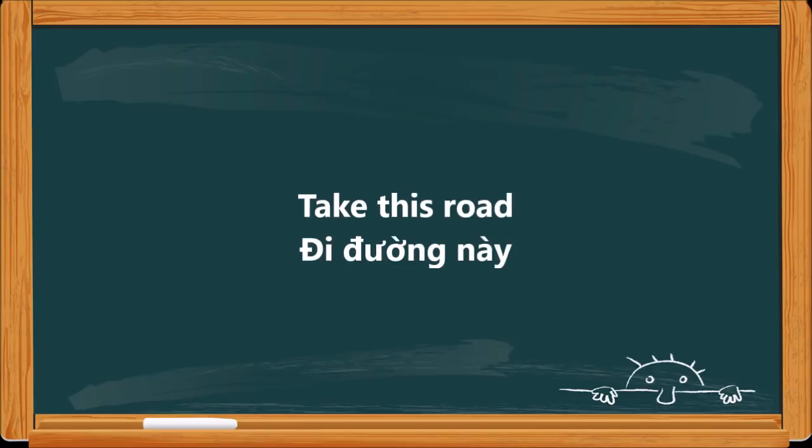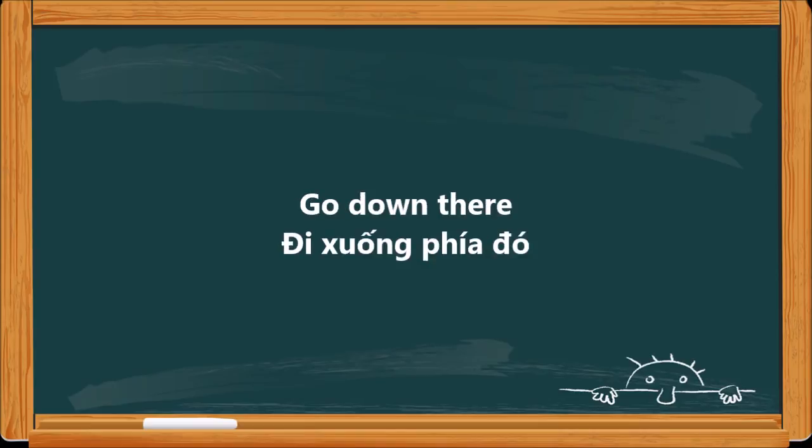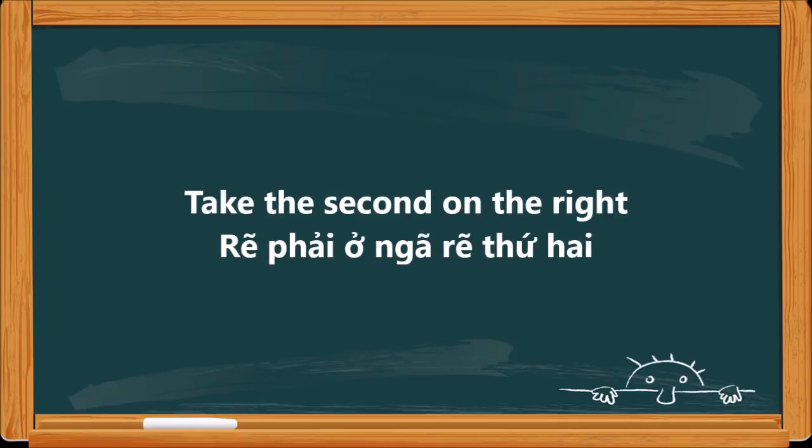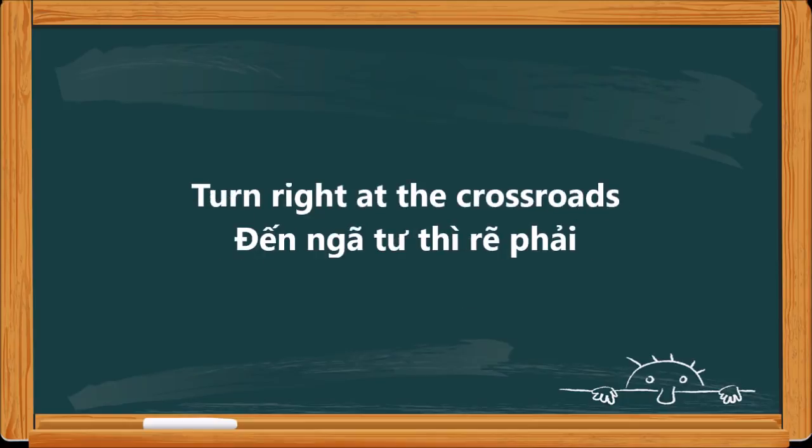Take this road. Go down there. Take the first on the left. Take the second on the right. Turn right at the crossroads.